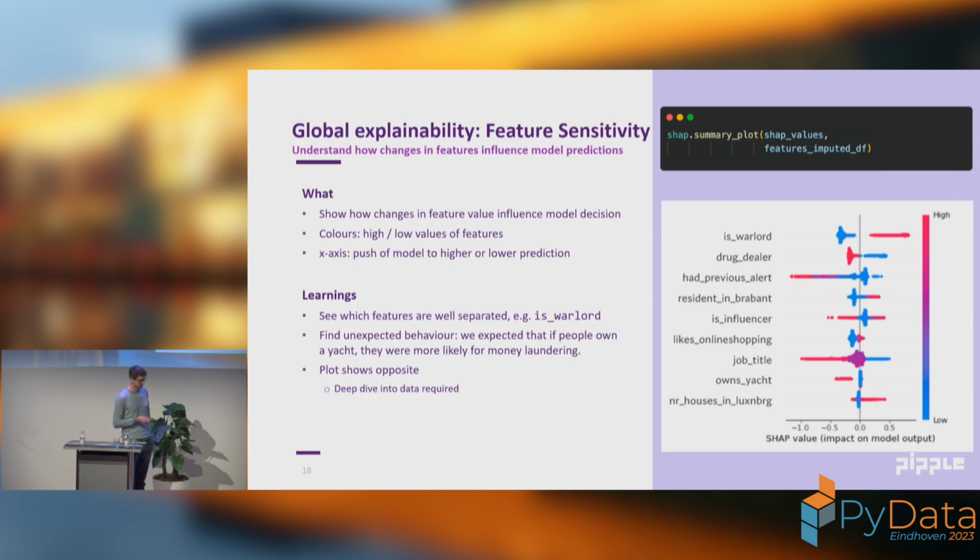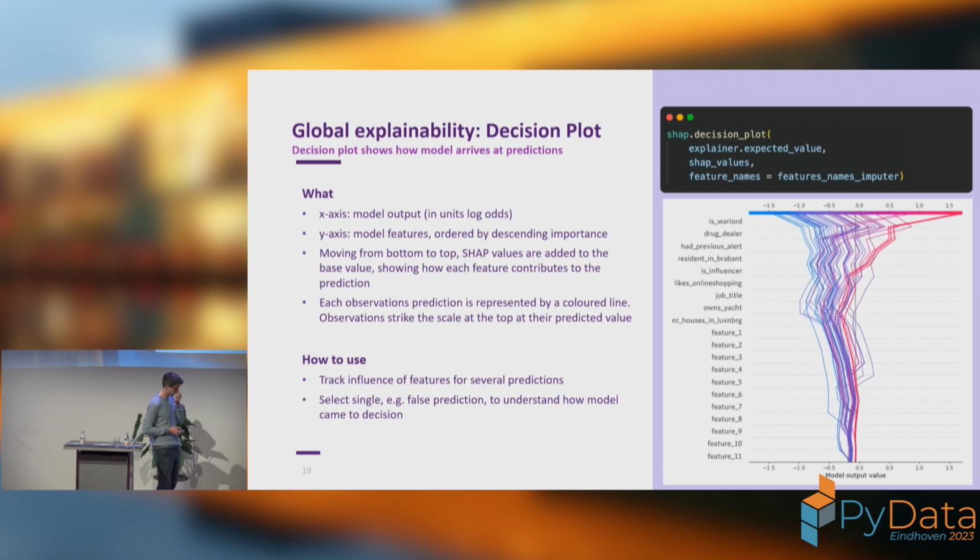Then I want to show you one more plot for global explainability. Namely the decision plot. Decision plot is maybe a bit more tricky to follow. What you see here is individual lines. Each line is one single prediction. The x-axis at the bottom shows you the model output. In reality, there would be more features, and you see a convergence at some point to the average model output, which would be, it's a binary classifier, so 0.5.